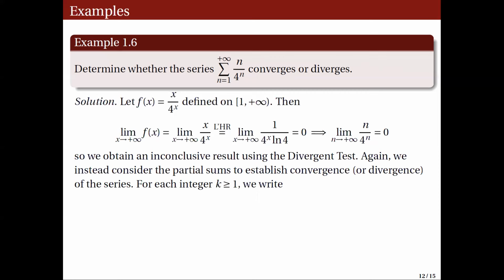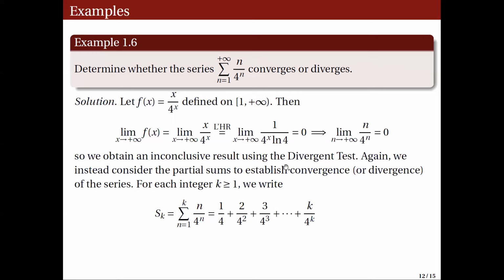So for each integer k greater than or equal to 1, we write the k-th partial sum s of k to be the sum of the first k terms of our series. So in this case, we have s of k is equal to 1/4 plus 2 over 4 squared plus 3 over 4 cubed, and so on until k over 4 to the k.